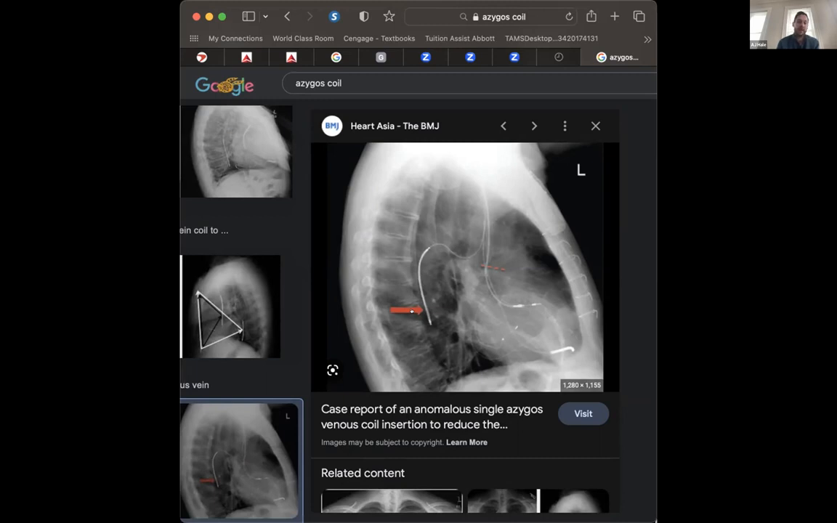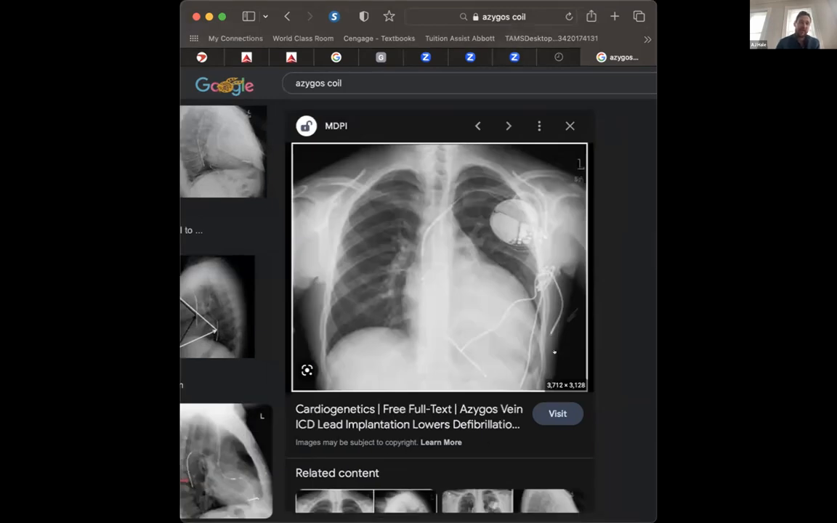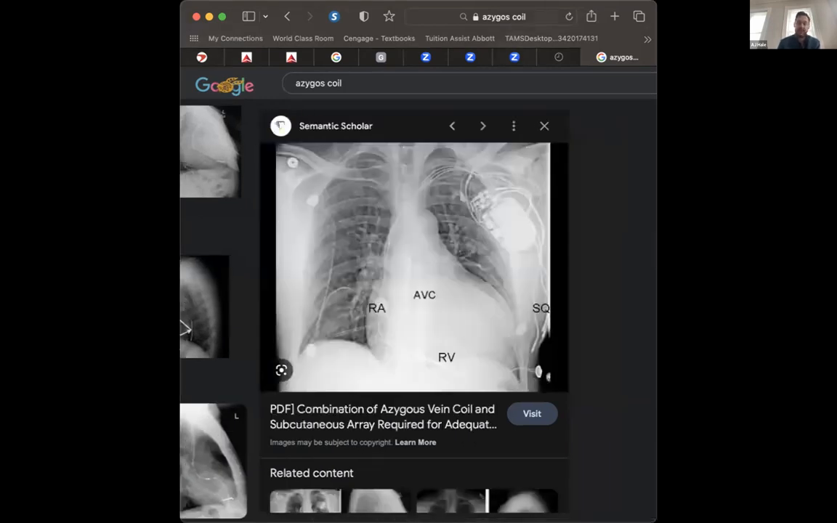And then if not, we can come in and say, do we add an array? Do we add an azygos coil? There are lots of different things, but it's all just trying to get the best outcome for the patient. And patches are always a backup, but you have to end up splitting the chest. So it's a lot more invasive than adding an array or adding an azygos coil.